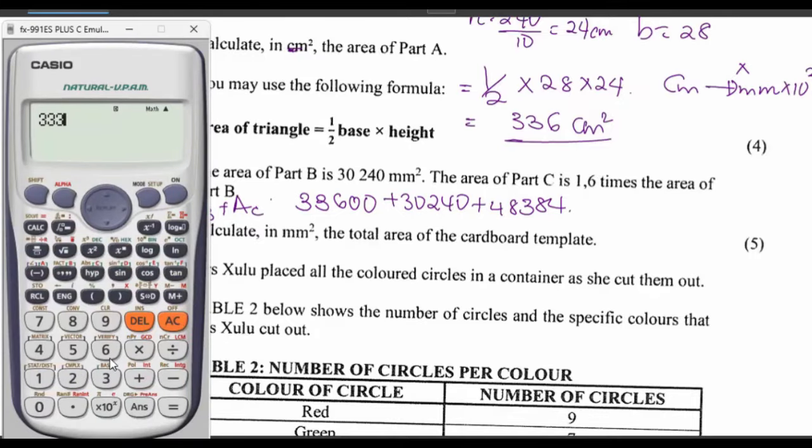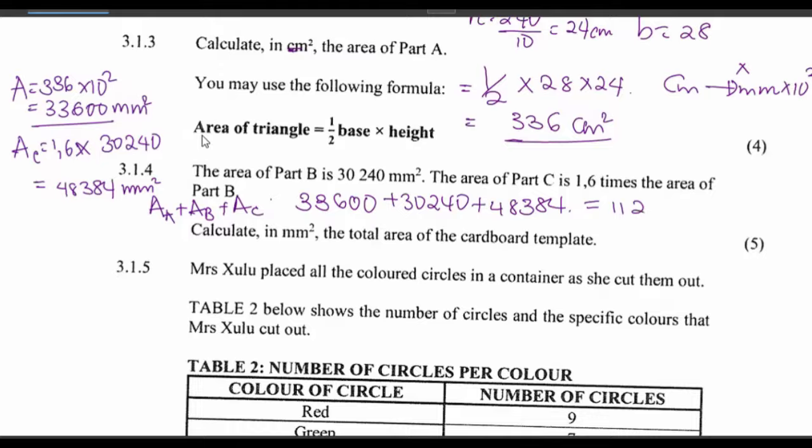Areas. So 33600 plus 30240 plus 48384. So we end up having 112,224 millimeters squared.